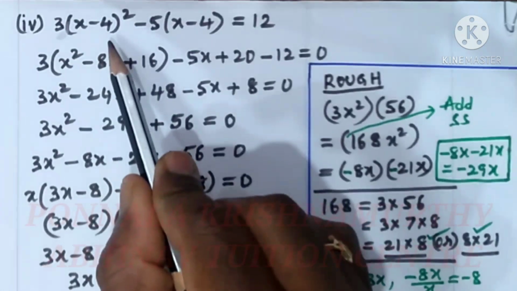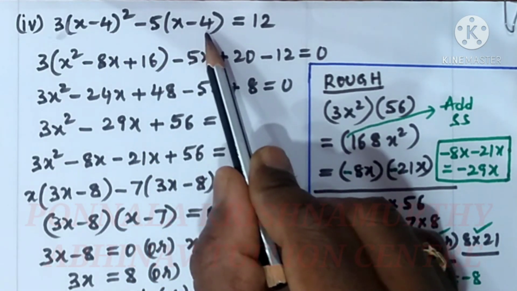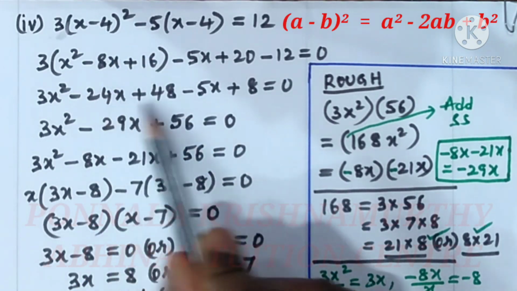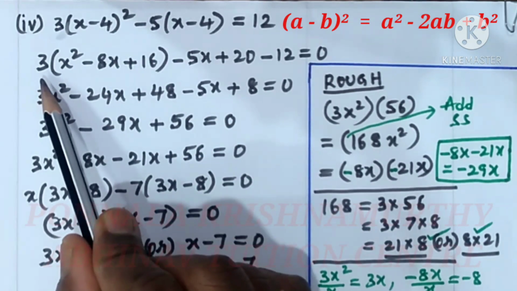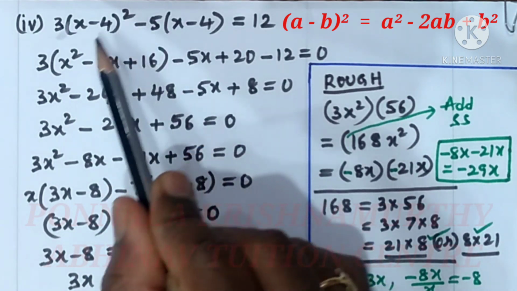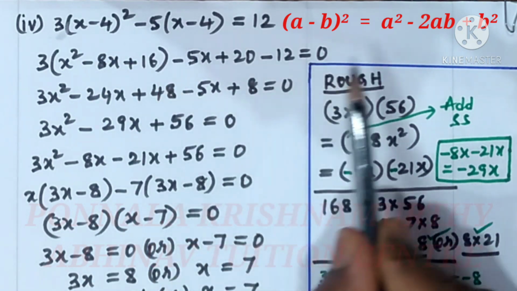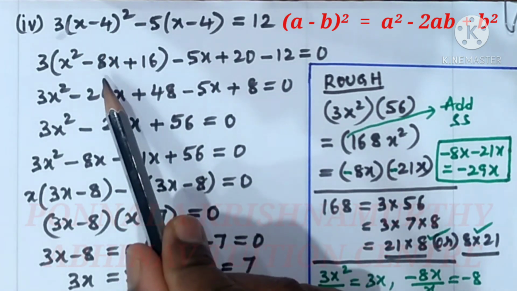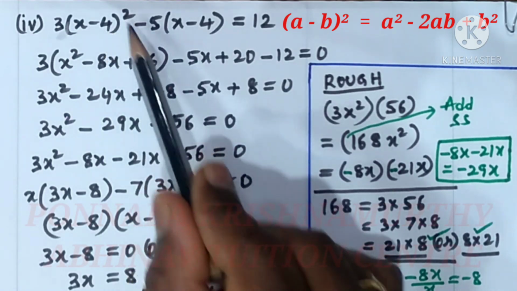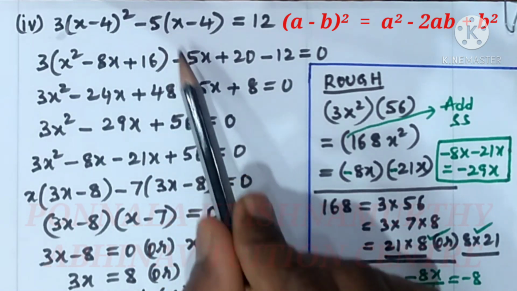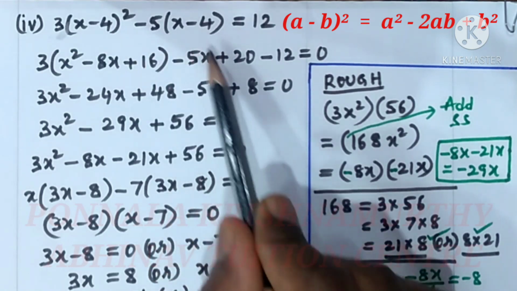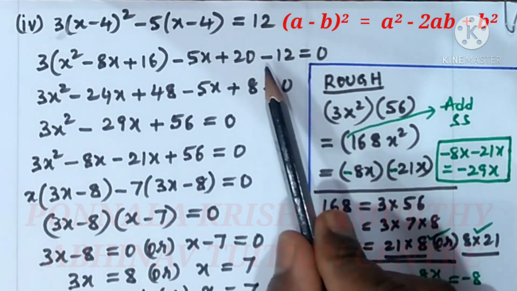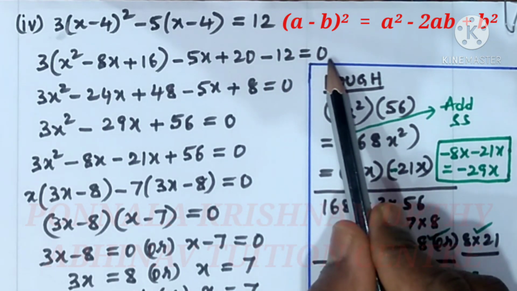Here we have 3 into x minus 4 whole square minus 5 into x minus 4 is equal to 12. This is in the form of a minus b whole square. We have a formula here: a minus b whole square is a square minus 2ab plus b square. You can see here, x square minus 2 into x into 4 is 8x plus 4 square is 16. Minus into plus is minus 5x. Minus into minus is plus 5 into 4 is 20. And this plus 12 comes to the left hand side and becomes minus 12, that is equal to 0.